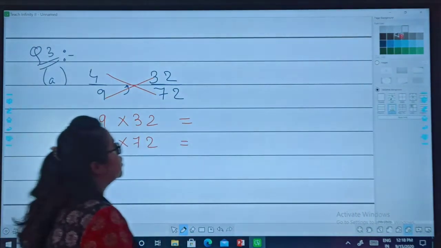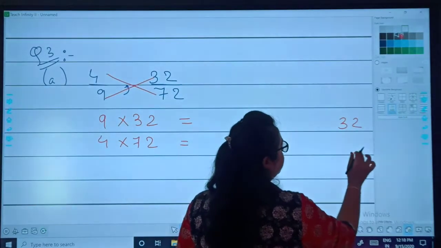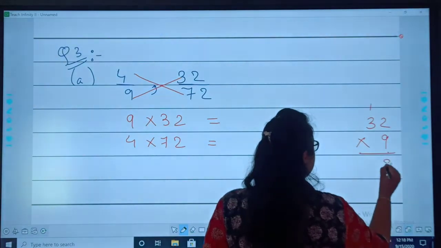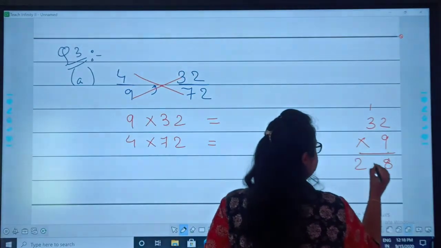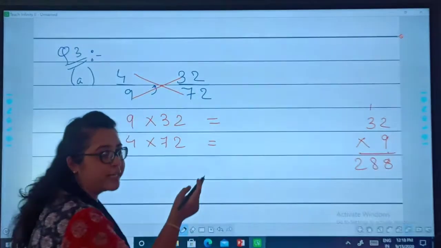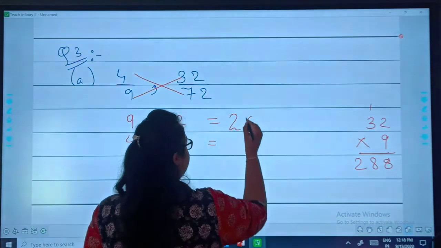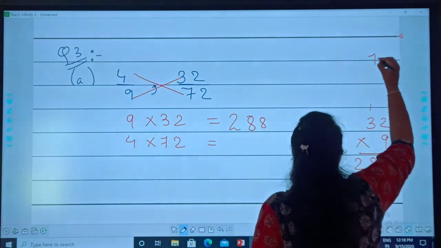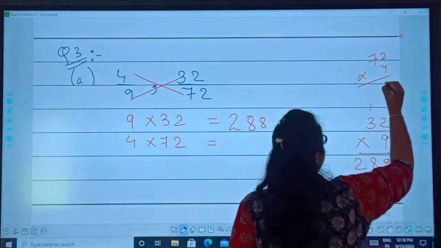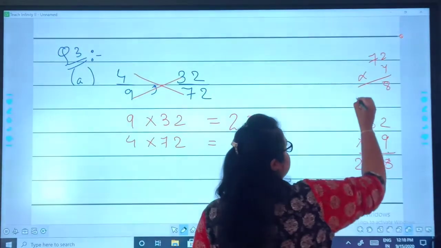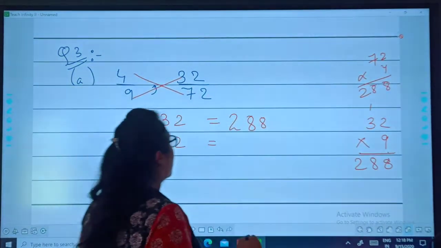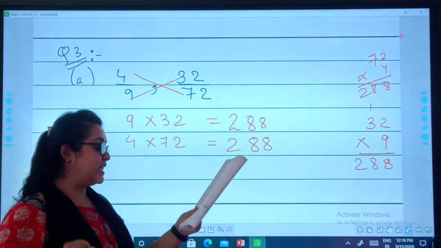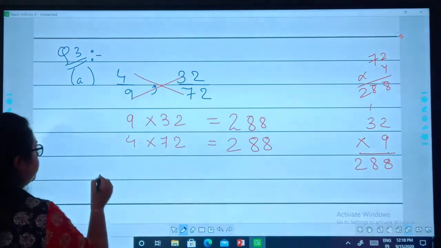Let's do the calculation. 32 into 9. 9 2s are 18. 9 3s are 27 plus 1, 28. When I multiply 9 into 32, I got answer that is 288. And now when I multiply 72 into 4, 4 2s are 8. 7 4s are 28. Oh, I got the same answer when I multiplied them both. So I can say that both the products are equal.